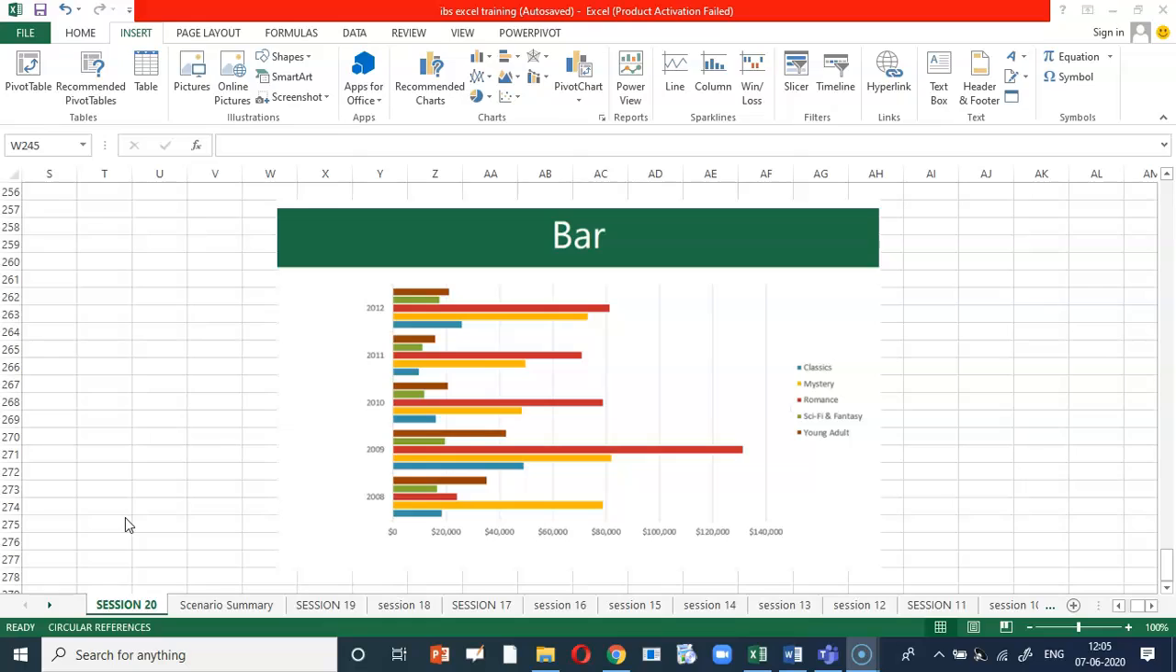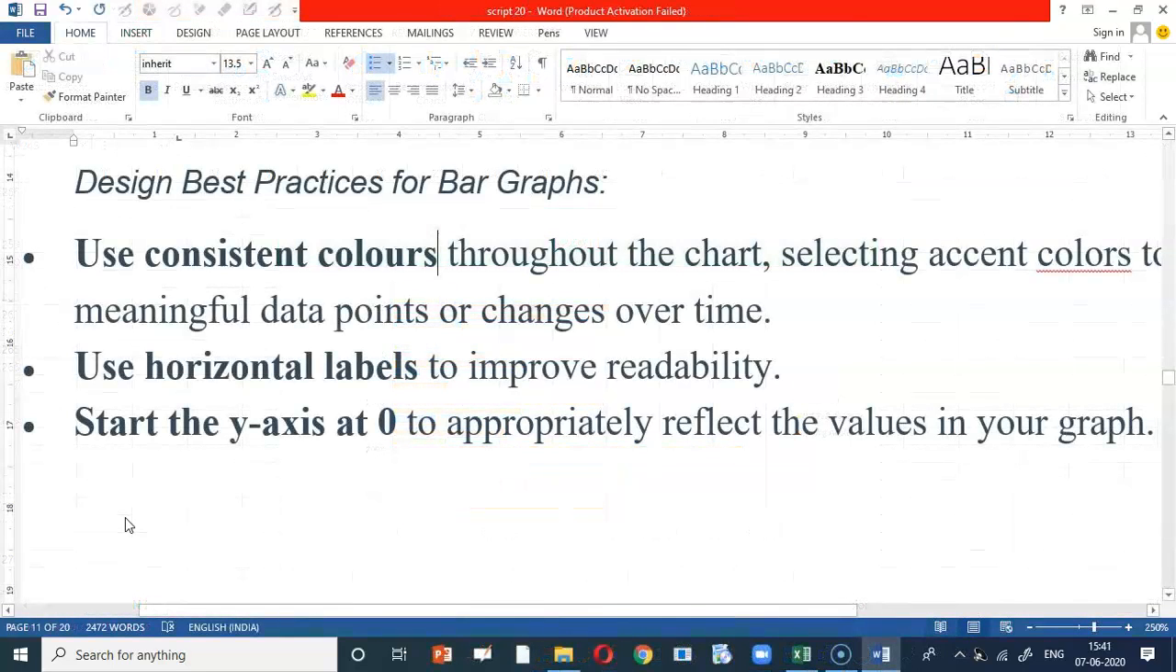The design best practices for bar graphs are: use consistent colors throughout the chart, selecting accent colors to highlight meaningful data points or changes over time. Use horizontal labels to improve readability, and start the y-axis at 0 to appropriately reflect the values in your graph.